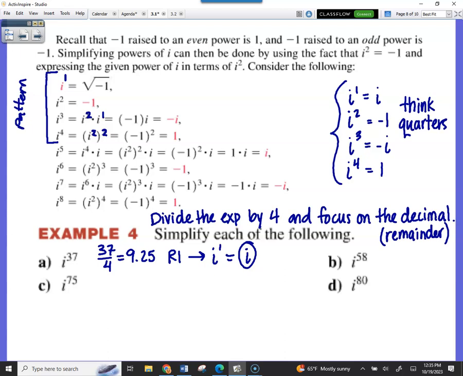So how do you calibrate it? You take the exponent, divide by 4, and I get 9.25. I need you to understand that this is irrelevant. It's the remainder that we're interested in. It has a remainder of 0.25. How many quarters is that? That's 1 quarter. And so you calibrate it and say i to the 37th is the same answer as i to the first power. Anything to the first power is itself.